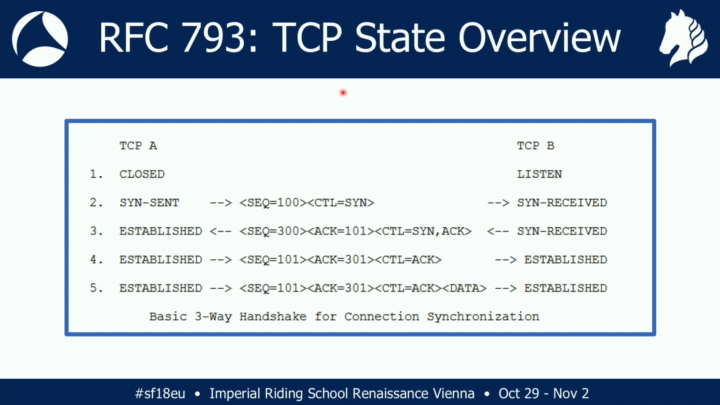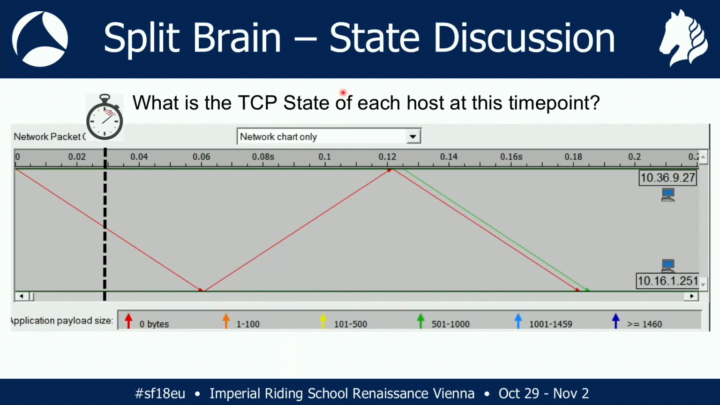So closed, listen, those are pretty straightforward. Send sent, send received, established, etc. So we're going to use these now with the visualization to ask some questions about what state each side is in during the three-way handshake. So we have a little icon here with a stopwatch and a point in time. And what we want to ask is, at this specific point in time, what's the state of each endpoint, starting with the client? So from the client perspective, what state are we in at this particular time of the transfer?